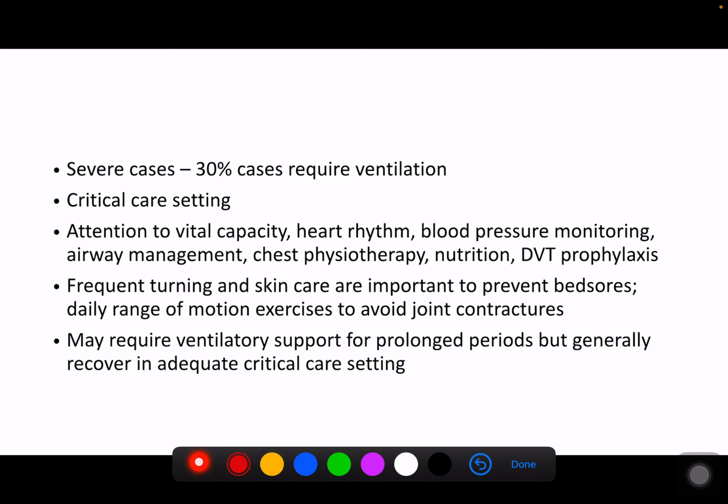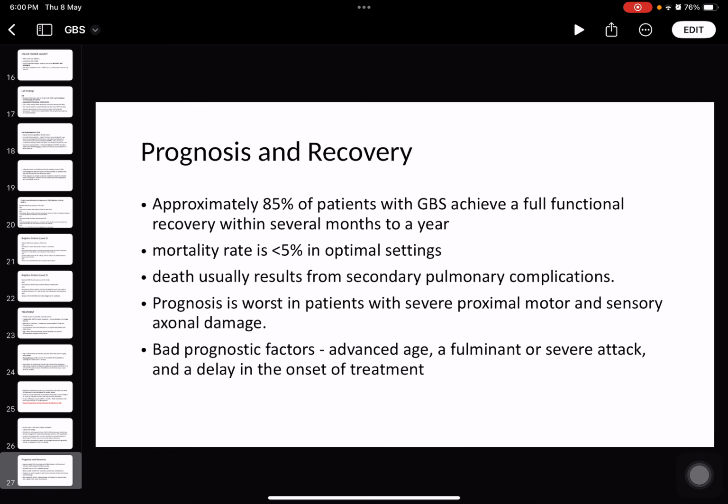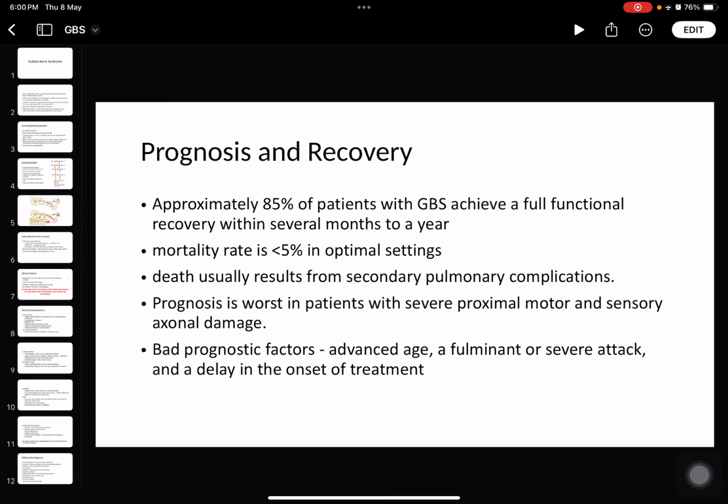Skin care, prevent bed sores, prevent joint contracture, go for exercise, ventilator support, attention to the vital capacity, airway management, chest physiotherapy, nutrition, and DVT prophylaxis, okay. Now this completes Guillain-Barré syndrome. What you should understand is IVIG and plasmapheresis are the mainstay of treatment of Guillain-Barré syndrome, okay.